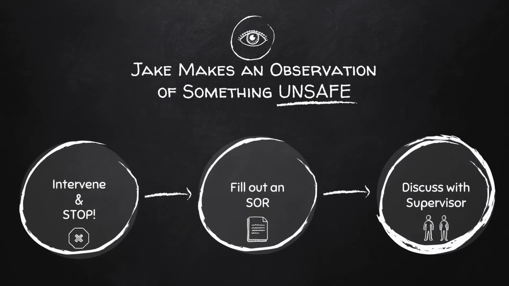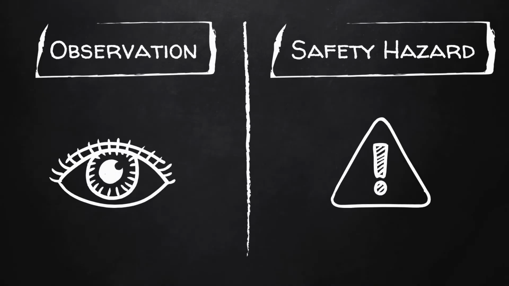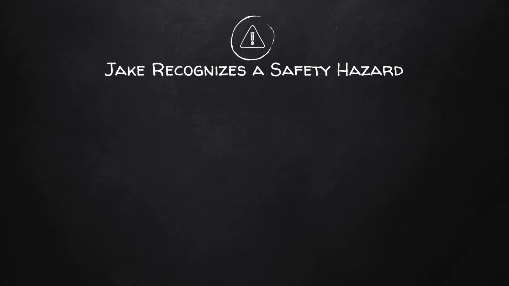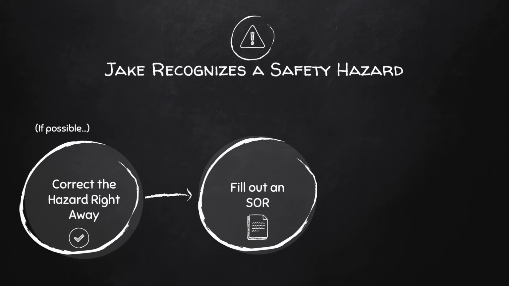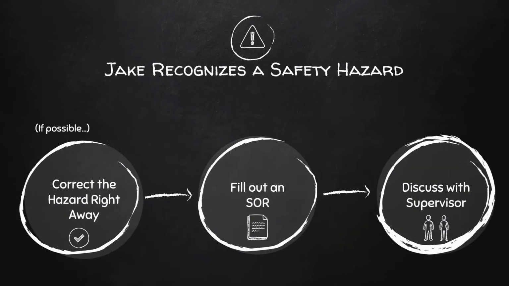the appropriate supervisor. Now, the second reason Jake might write an SOR is if he recognizes a safety hazard in a work environment. If it's possible that he can correct the hazard on the spot, he should do it right away. Then fill out an SOR form and discuss it with a supervisor.